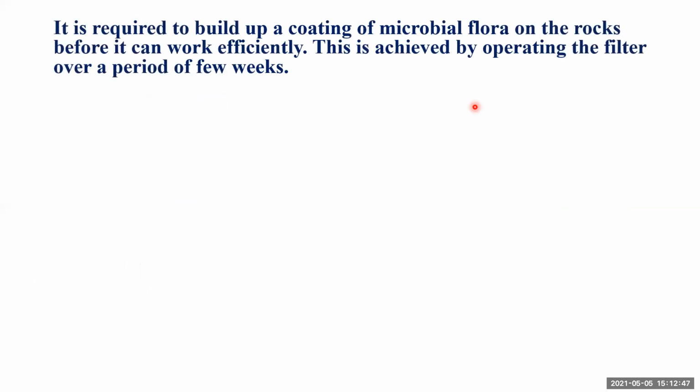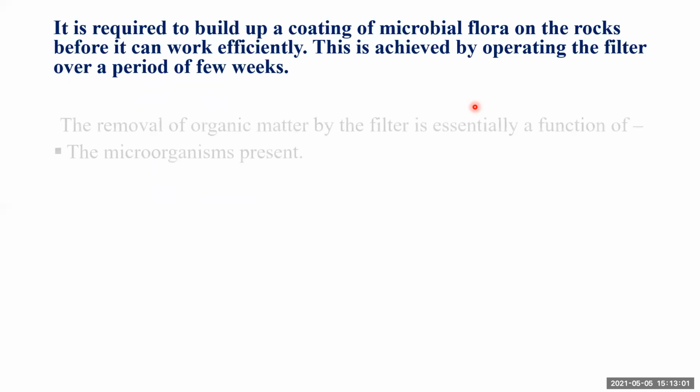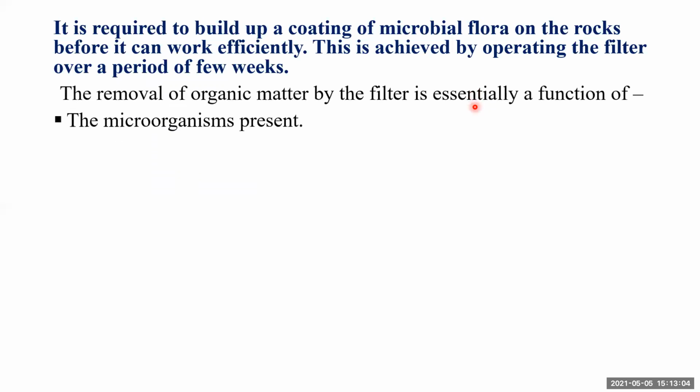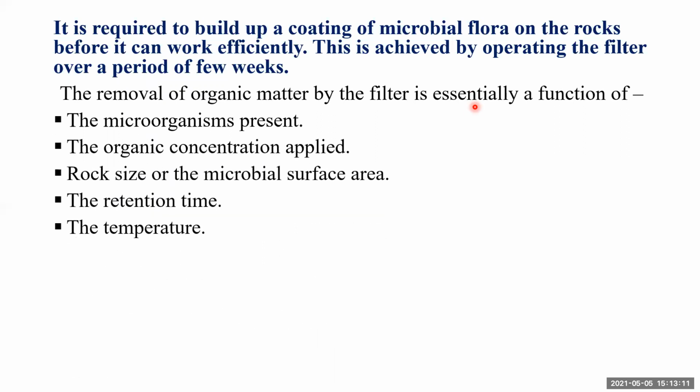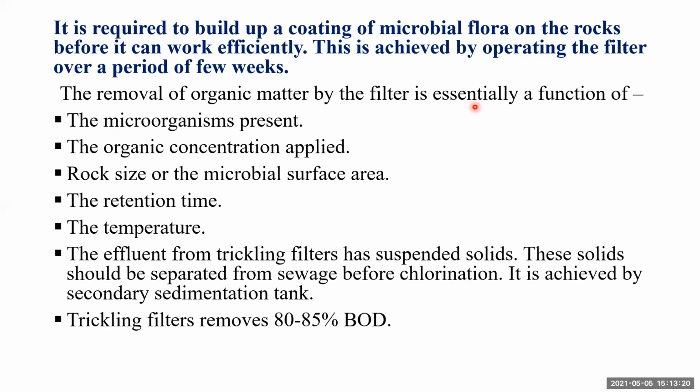Now it is required to build up a coating of microbial flora or zooglobal film. Development of zooglobal film on each rock is important before the filter works efficiently. It is achieved by operating the filter over a period of weeks. So you allow the microbial film to develop. Removal of organic matter by the filter is essentially a function of what microbes are present, what is the organic concentration of the applied sewage, what is the rock size, that means the microbial surface area, and what is the retention time and temperature.